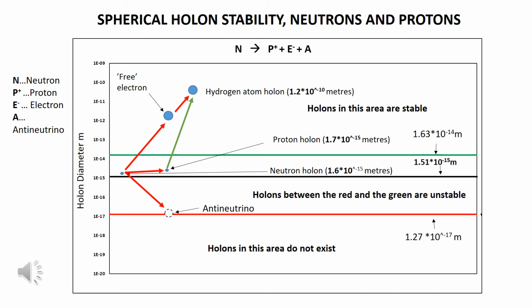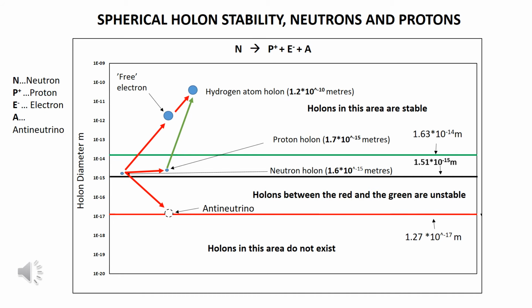In this diagram, we are showing how a neutron decays. In particle terms, the neutron on the left becomes a positively charged proton by emitting a negatively charged electron and an antineutrino, one of the family of super small neutrino particles that are almost impossible to detect. The green arrow shows how an electron and proton together form a hydrogen atom.